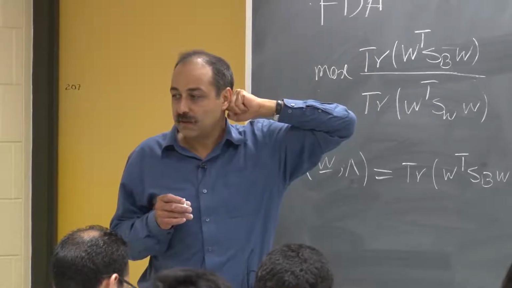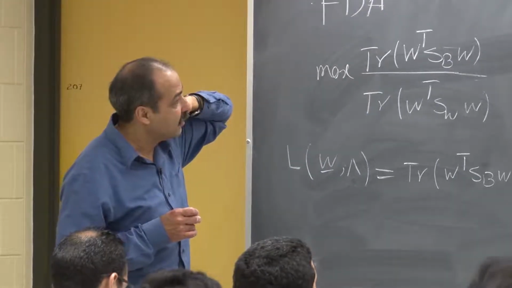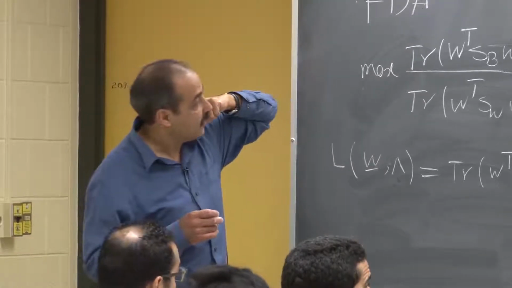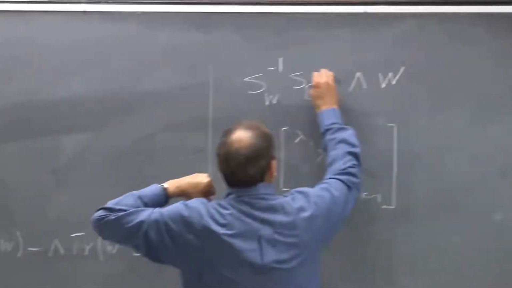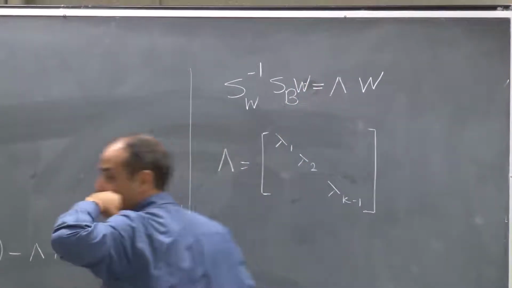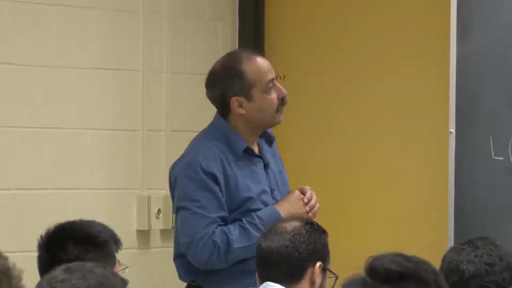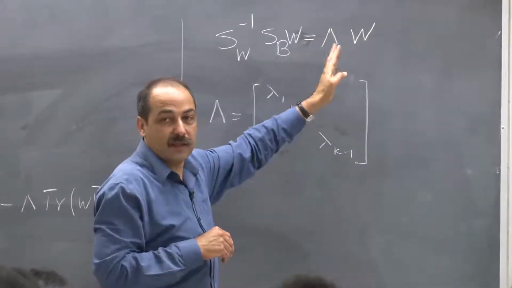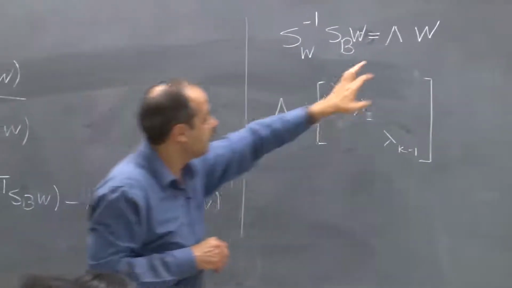Yes? Is there a W after the SB? Sorry? Is there a W after the SB, in SW inverse SB? Yes, sir. Yes, thank you. And this W is a matrix. So basically, each vector of this matrix is an eigenvector of this, corresponding to one eigenvalue.